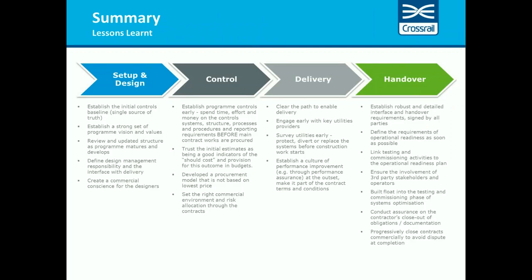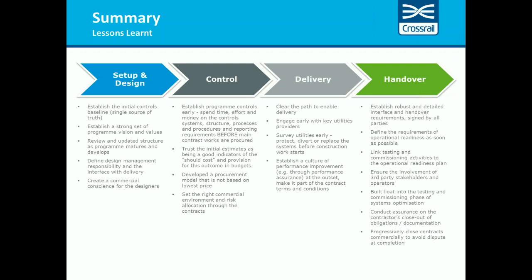So in summary then, this whole thing is about lessons learned, and so I think I would just run through quickly what we think some of the key lessons learned for Crossrail are in each of the stages that we've been working in. So during setup and design, the key points to take away here are the need to establish the initial controls baseline, establish a strong set of program vision and values, then an emphasis on reviewing and updating program structure as it matures and develops, defining design management responsibility and the interface with delivery itself, and also creating a commercial conscience for the designers.